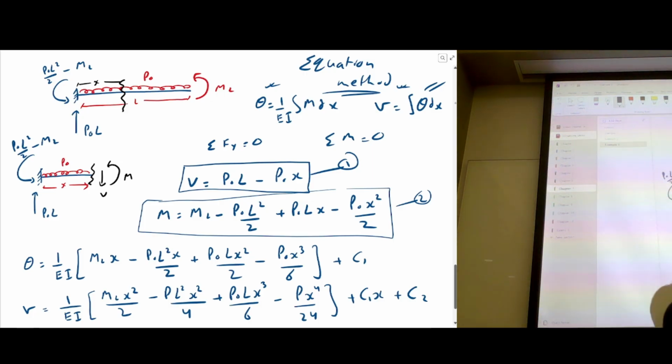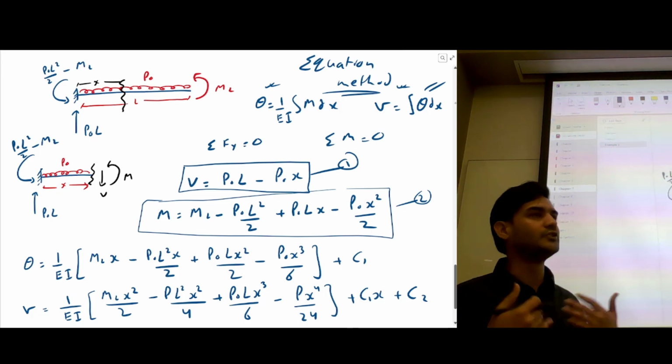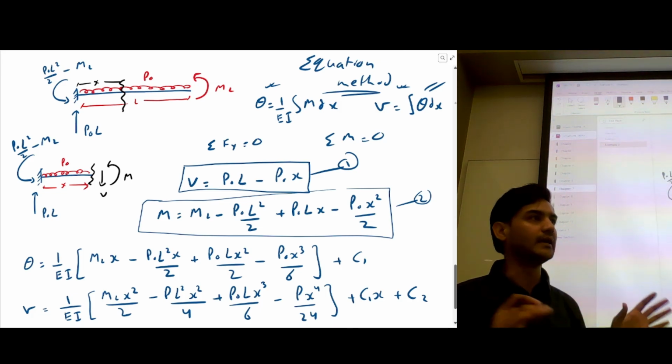So all we have to do now is to calculate C1 and C2, and once we have C1 and C2, we'll have all the equations, and we can draw shear force, bending moment diagram, bending angle diagram, and the elastic curve.